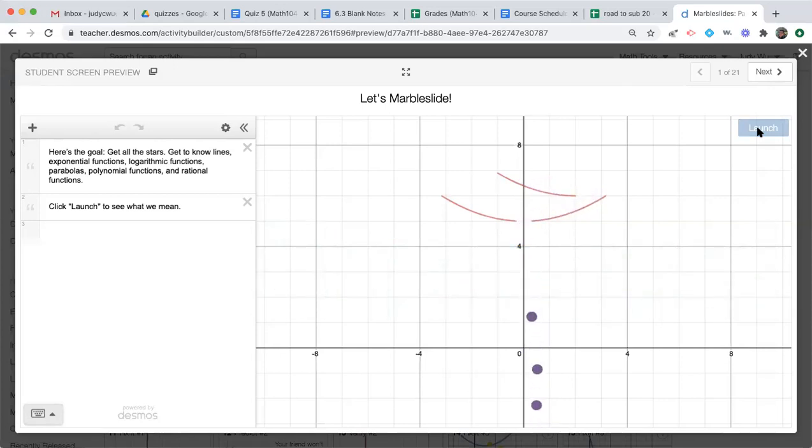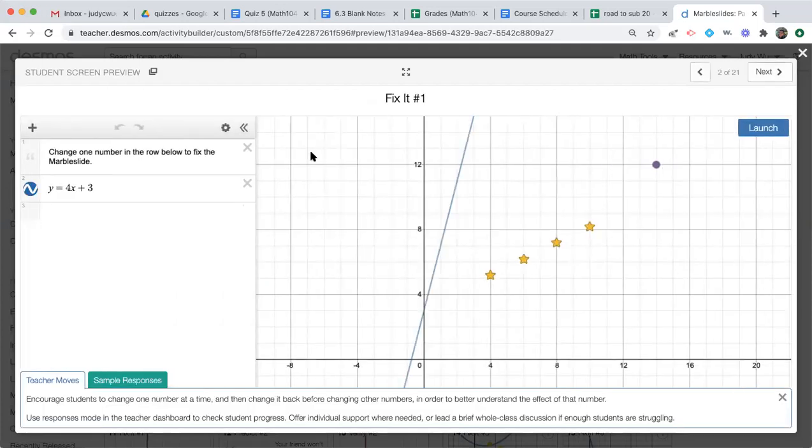We good, right? Positive feedback. Everybody loves positive feedback, right? And that's going to be your first slide. Then as you move along, we start to think about how we can change numbers to make the marbles collect all the stars. Because right now, if I hit launch, the marbles just fall straight down and in no way collect all the stars. So let's take a look at the equation here of our blue line.